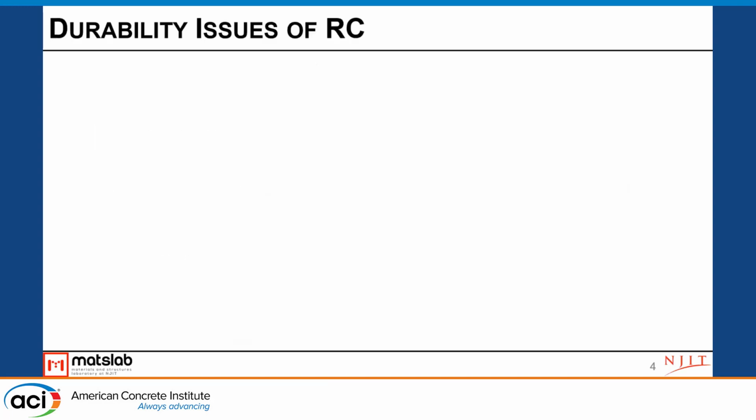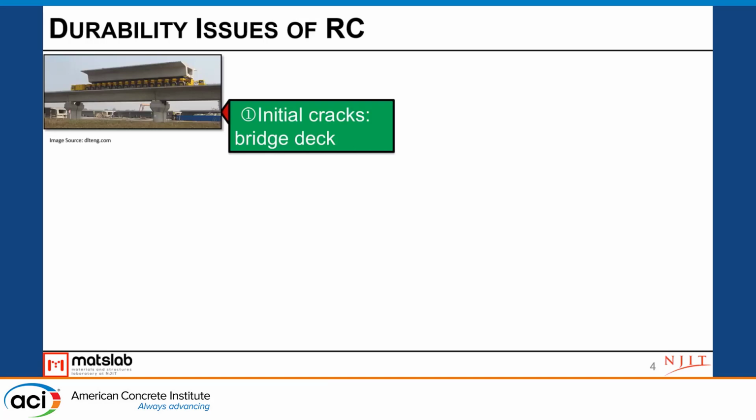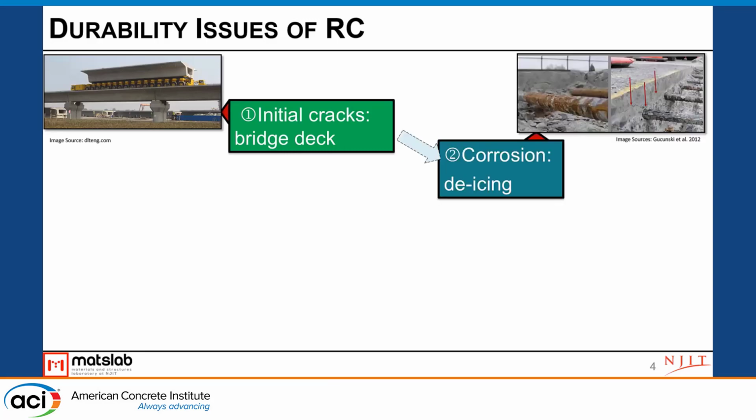Background and information. As we know, for normal reinforced concrete, there might be many durability issues. Among those durability challenges, I think corrosion is the primary causing mechanism of the durability issues in normal reinforced concrete. For example, the bridge deck we see here, especially when an initial crack exists and we apply de-icing materials, the corrosion is likely to happen.